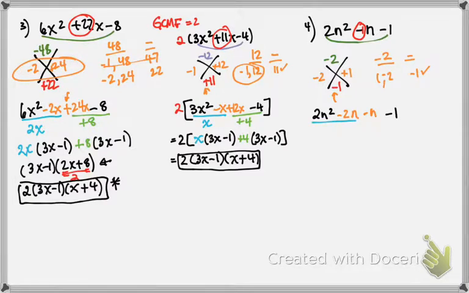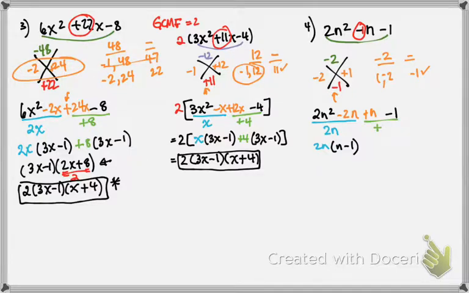So interestingly enough, this has a 2 and an n in common. So that gives me 2n times the quantity n minus 1. Oh, that's supposed to be a plus over there. Sorry. That's a plus.